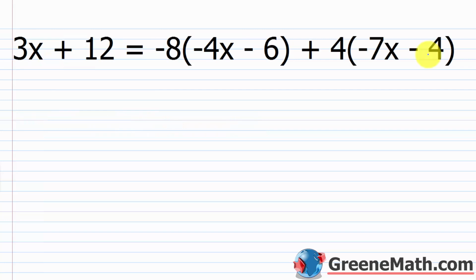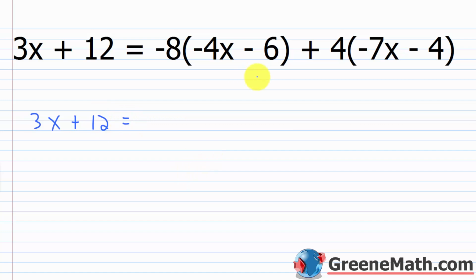All right, for the first example, we have 3x plus 12 is equal to negative 8 times the quantity negative 4x minus 6 plus 4 multiplied by the quantity negative 7x minus 4. So the first thing I want to do again is simplify each side separately. On the left, 3x plus 12, I can't do anything with that. That's as simple as I can make it.